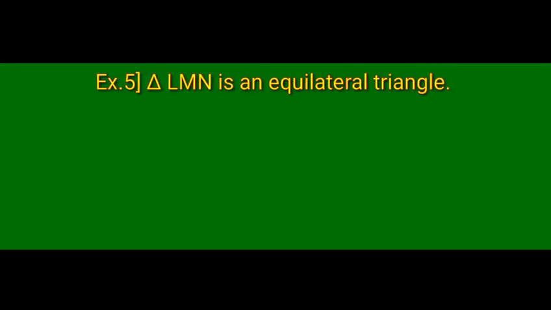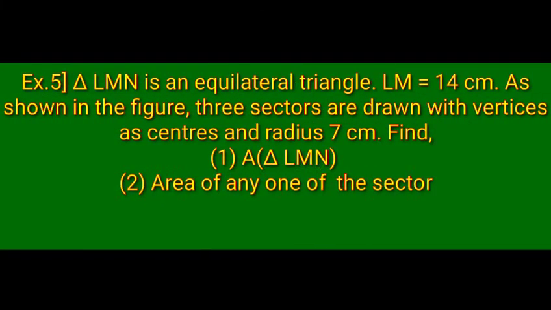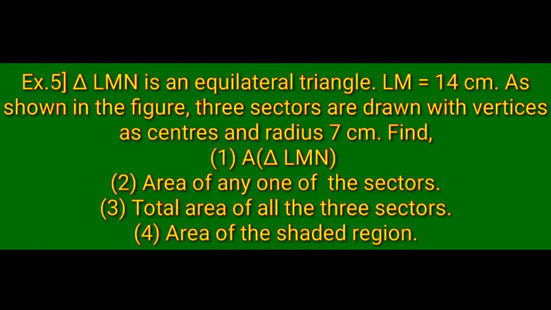Let's have one more example. Triangle LMN is an equilateral triangle. LM is equal to 14 centimeter. As shown in the figure, 3 sectors are drawn with the vertices as the centers and radius 7 centimeter. Find, first, the area of triangle LMN; second, the area of any one of the sectors; third, the total area of all the 3 sectors; fourth, the area of the shaded region.